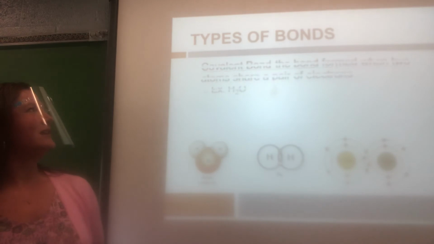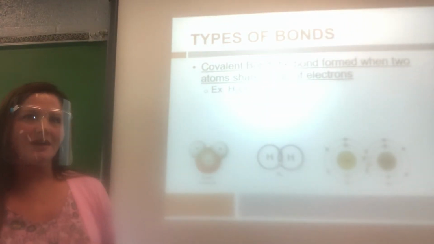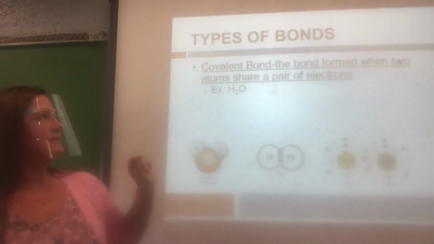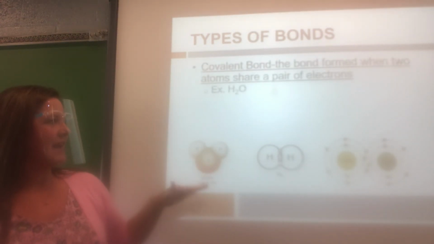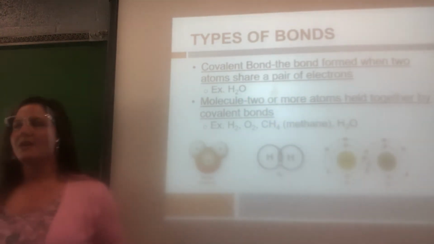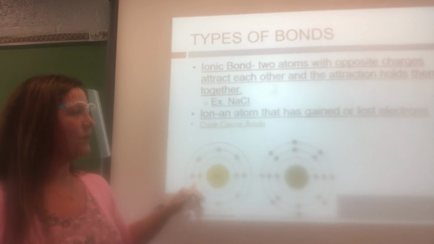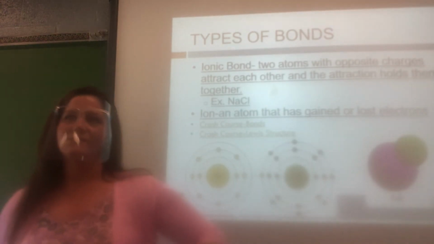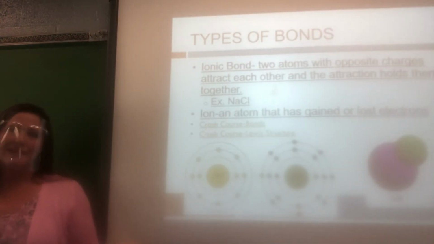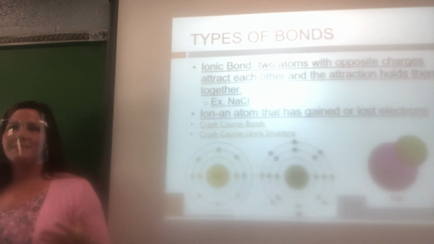All right, so on Friday, we looked at the different types of bonds. We said in a bond, the atoms are usually doing something with the electrons. So in a covalent bond, the atoms are sharing electrons. We're going to talk more about types of covalent bonds in a minute. In an ionic bond, one atom is going to take electrons from another. Sometimes we say donate and accept, but whatever. One is gaining electrons, one is losing electrons, and it's making them be ions.